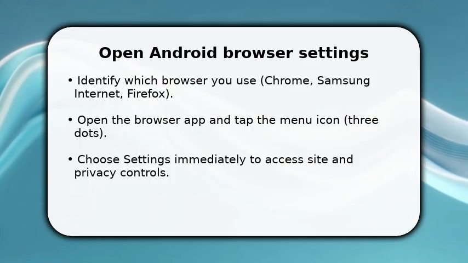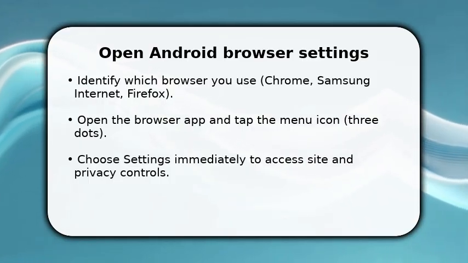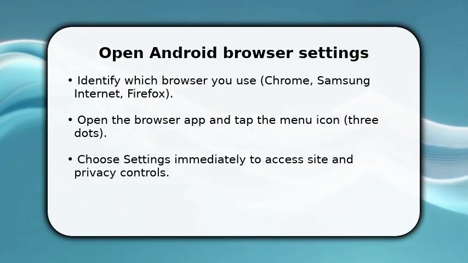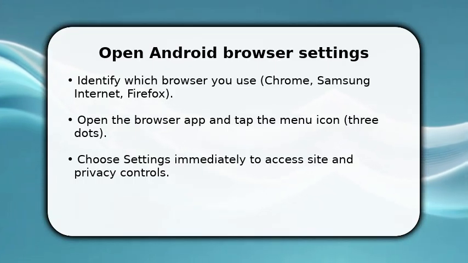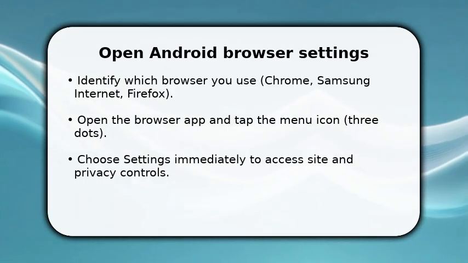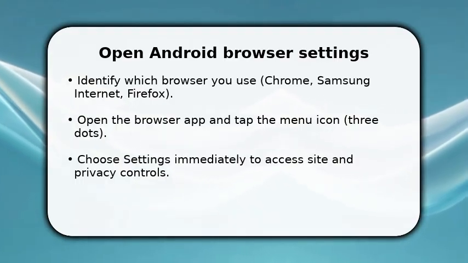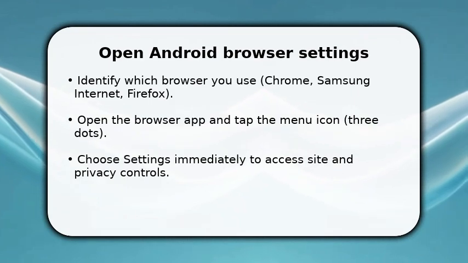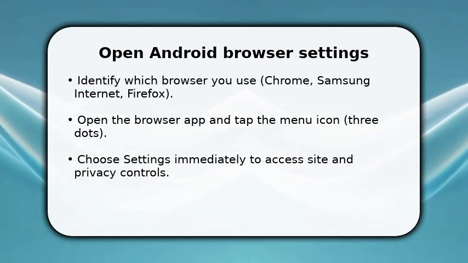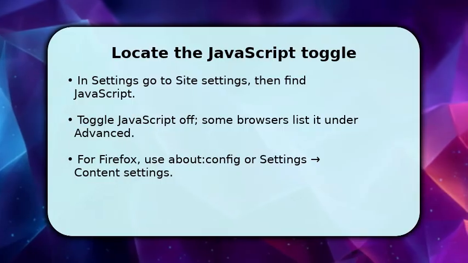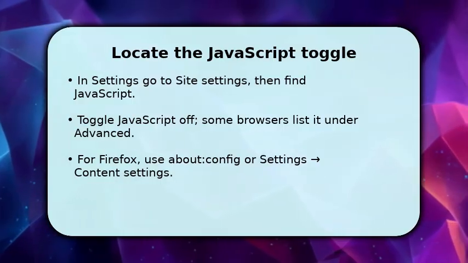Once done, look for Privacy, Site Settings, or Advanced. Those labels contain JavaScript toggles. Make sure you're using the current browser version. Outdated menus can hide options. If you use multiple browsers, repeat these first steps in each one to ensure JavaScript is disabled everywhere you need it. Now that you're in Site Settings, scan for JavaScript and tap it to reveal the switch.